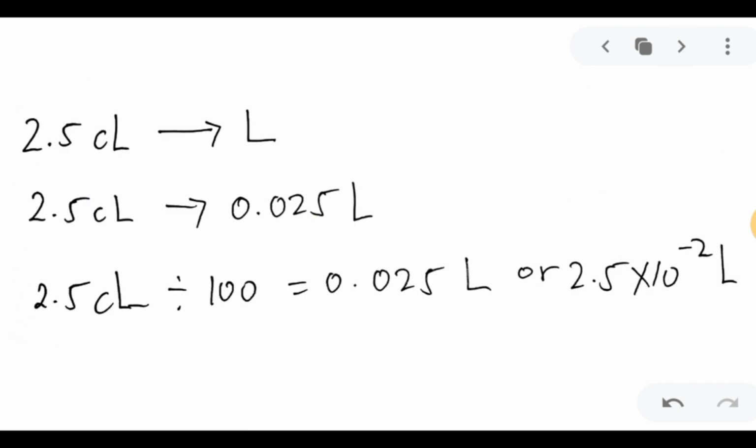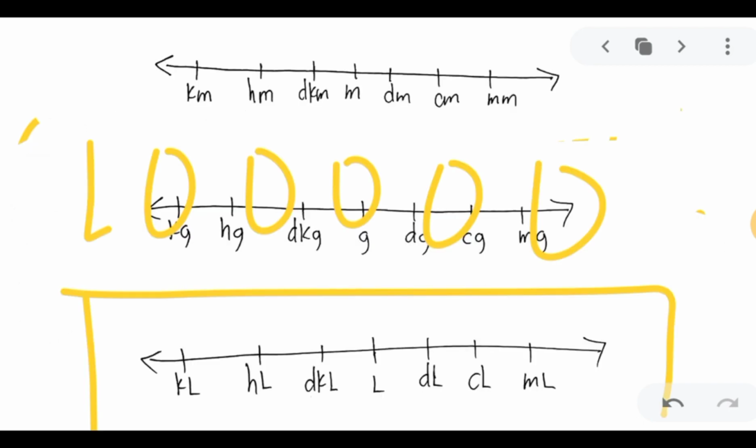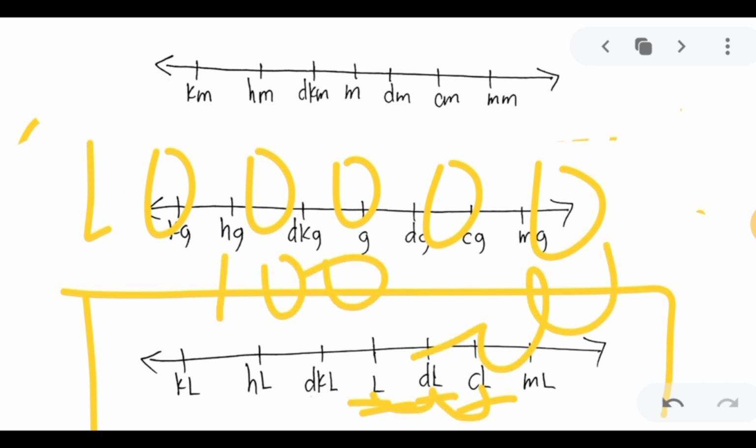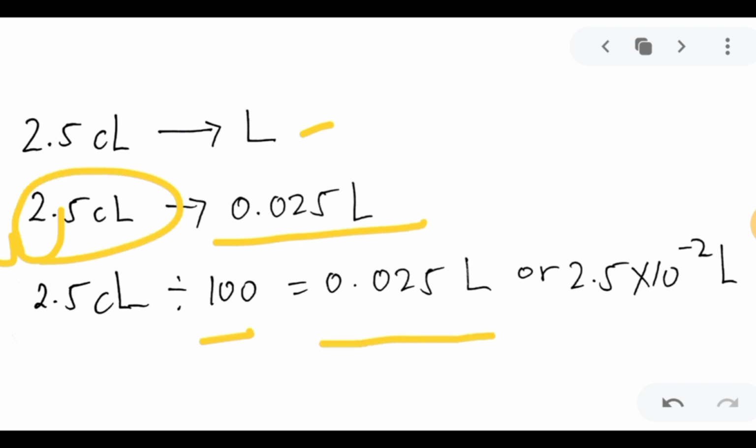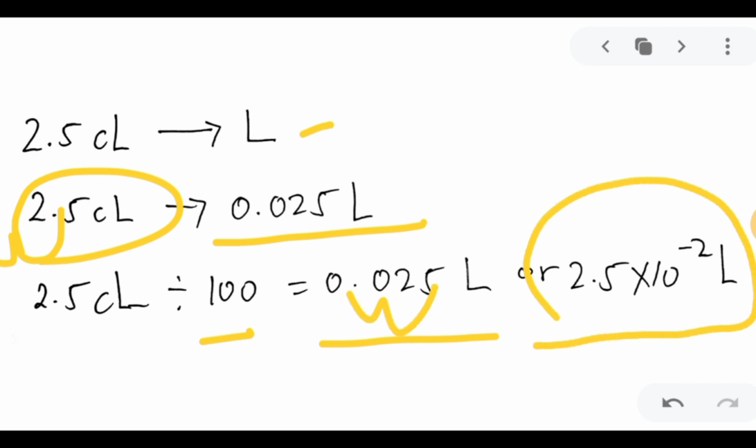Okay, another example, convert natin yung 2.5 centiliter into liter. Ito yung centiliter, ito yung liter. Ilang movement? 1, 2. So, i-divide mo siya sa 100 or move ka ng 2 places from the original position. So, you will have 0.025 liters or divide mo lang siya sa 100, yung 2.5. You will have 0.025 liters or simply 2.5 times 10 raised to negative 2 liters.